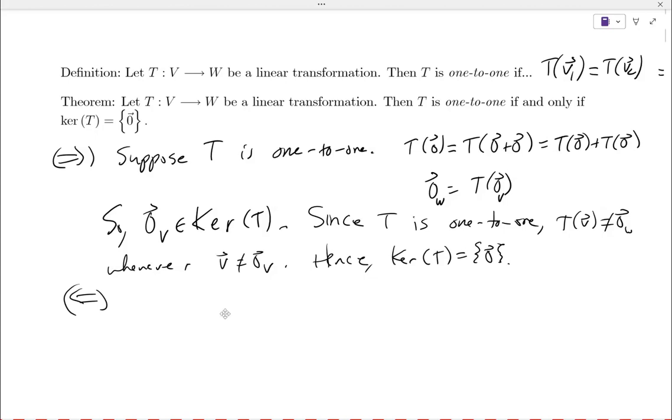Let's suppose, or what I like to call suppose, that the kernel is the 0 vector, just the 0 vector. And this will be the 0 vector in V, sorry, I mean, but I'm going to try to suppress the subscripts here so I don't have subscripts going everywhere.